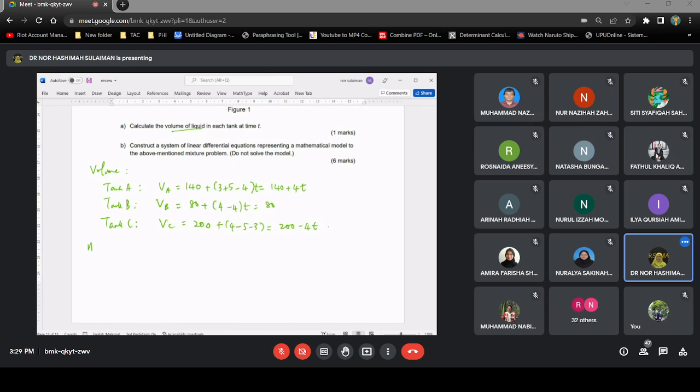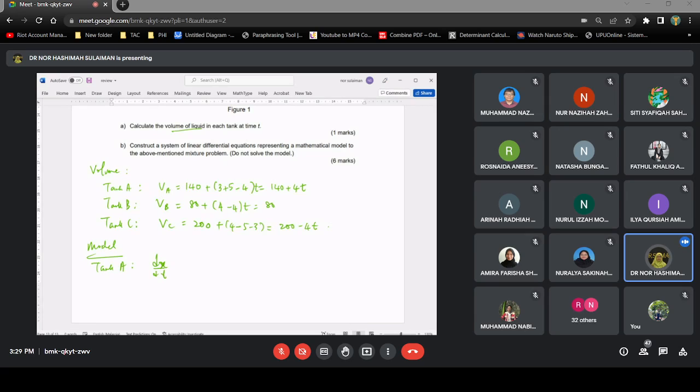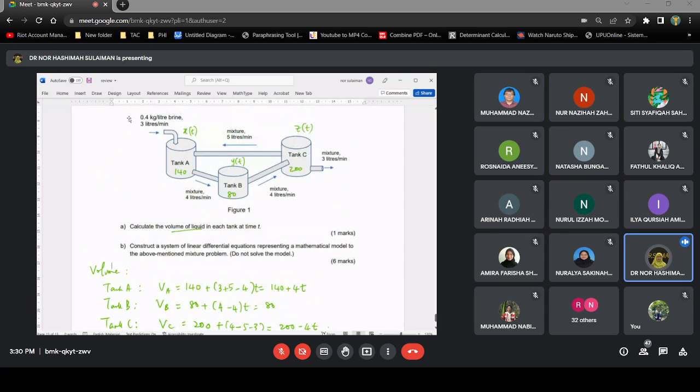Alright, so kita tengok model. The model. Okay, model dia apa? Untuk tank A. Saya buat yang A je lah ni, lain saya nak cuba buat sendiri. So you have dx/dt sama dengan apa? dx/dt kan, rate in minus rate out. Okay, so cuba lihat, saya buat yang pertama je, yang lain you kena buat sendiri. Okay, dia masuk kod ni. Berapa dia punya concentration? 0.4.